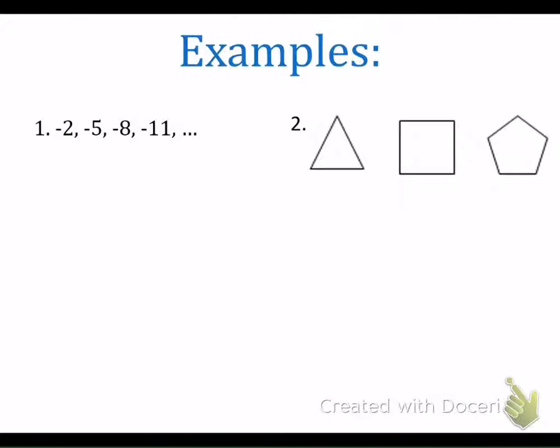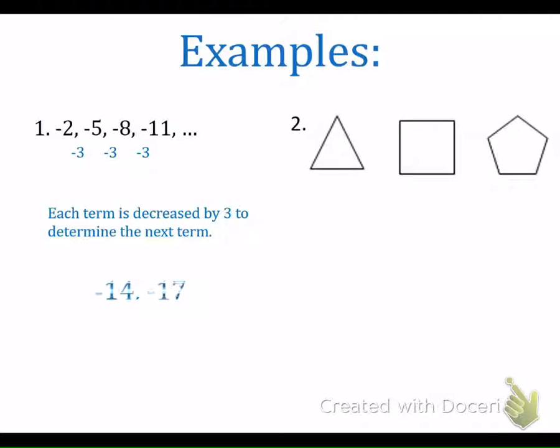The first thing I like to do is just start with the first number and then imagine ways to go to the next number. So here the number's getting smaller. For numbers to get smaller, it's typically subtraction or division. So I like to start with those two. If you subtract 3 from -2, you end up with -5. Subtract 3 again, you get -8. Subtract 3 again, you get -11. So I can assume the next number will be -14. Good.